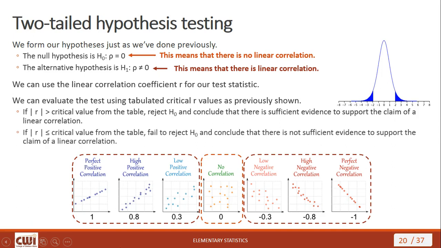If we're looking at an absolute R value that is less than or equal to the critical value from the table, we fail to reject H0 because we don't have enough evidence to prove that it's not 0. Therefore, it really could be 0, and so we may be in this center region here where there is no correlation. Therefore, we conclude there's not sufficient evidence to support the claim of linear correlation.